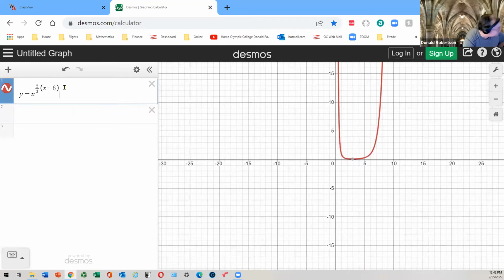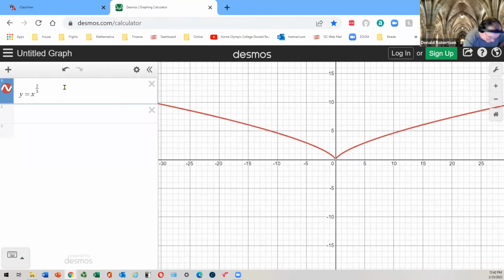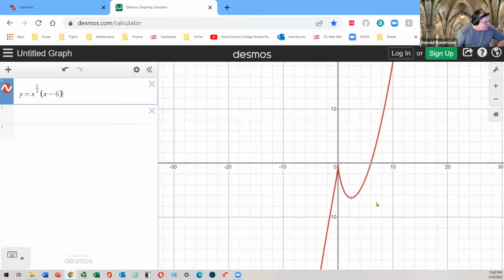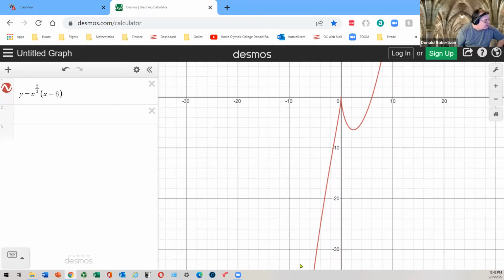Oh, I just noticed something I typed in wrong. There we go. Now, is this function increasing from minus infinity up to x equals 0? Agree, it's going uphill just like we said it was. Does it go downhill from here to there?